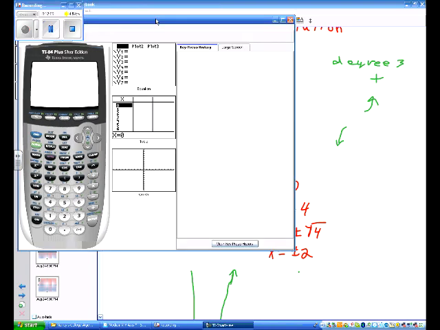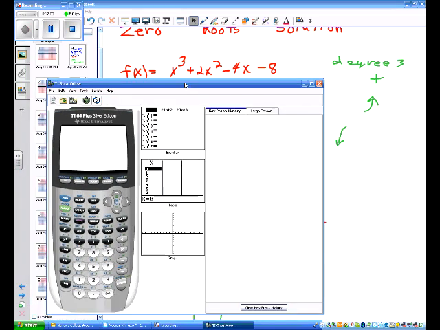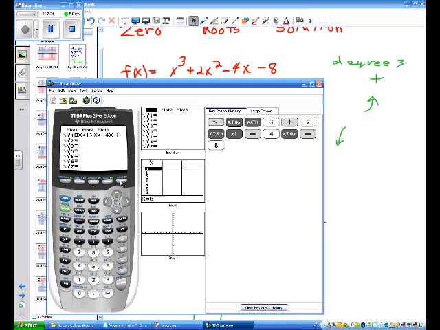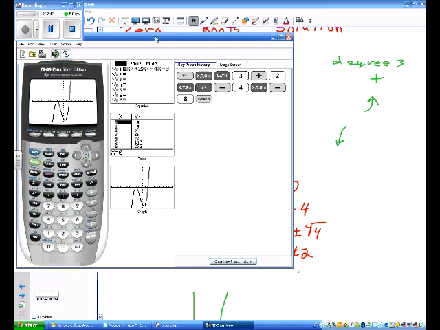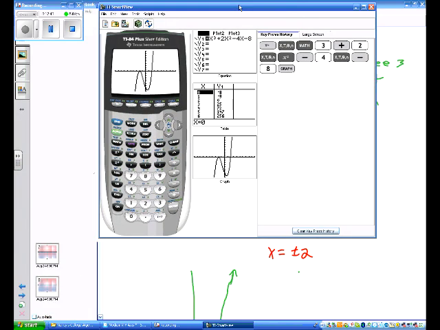Now, if we wanted to, we could take our calculator and actually graph this equation just to check out what we have. So we would have y equals x cubed plus 2x squared minus 4x minus 8. And then we could graph it. And you can see that our graph here looks very similar to the graph that we had, if we pull it back up.